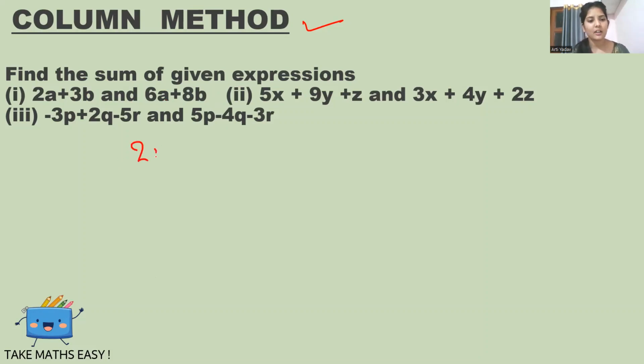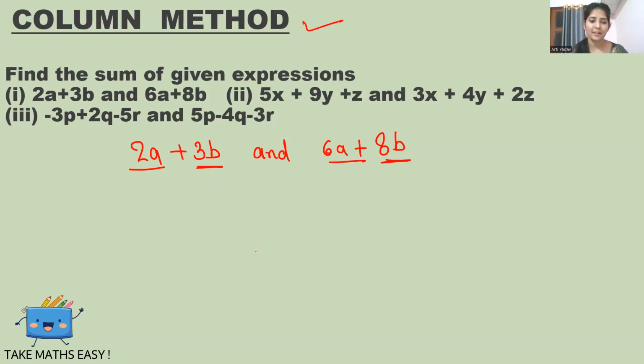So what is written here? 2a plus 3b and 6a plus 8b. Okay, so as I told you, we can only add the like terms. हम सिर्फ like terms को add कर सकते हैं. देखिए यहाँ पर like terms कौन सी हैं? 2a and 6a, and 3b is a like term of 8b because इन दोनों के साथ same variable present है.